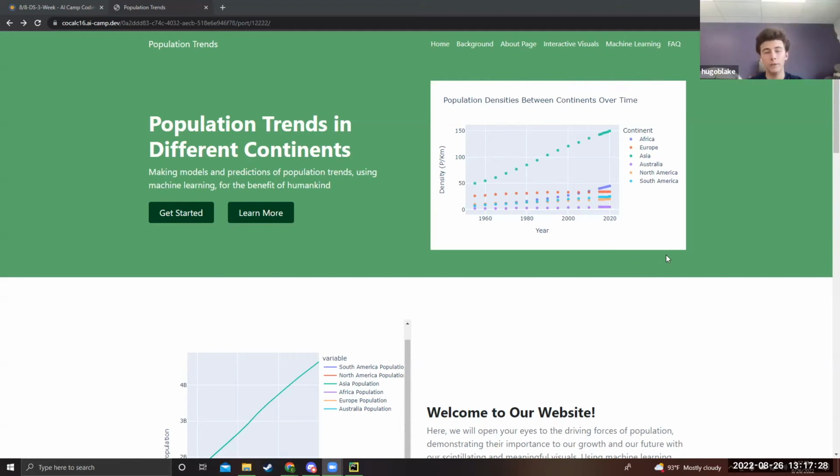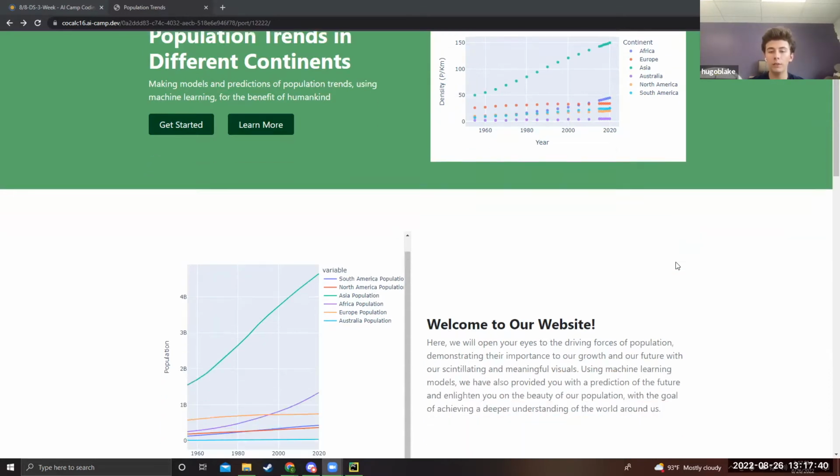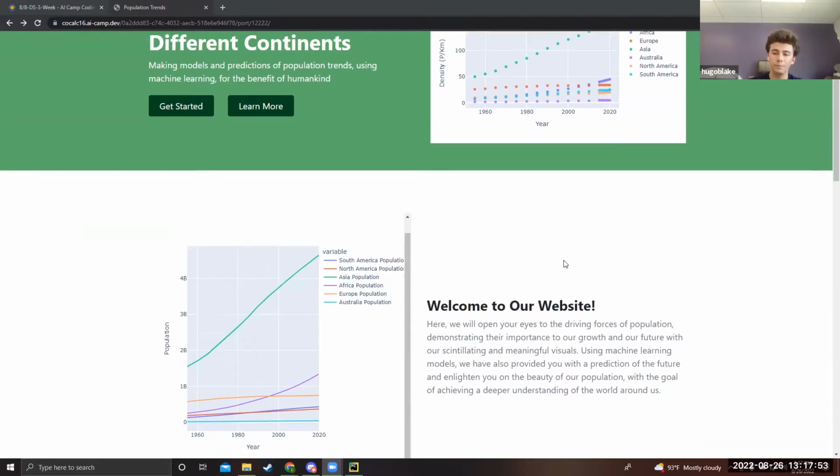Okay, so we are the data enjoyers and we are looking at population trends in different continents. And specifically, we made models and predictions of these population trends using our machine learning models. We specifically looked at the different factors and forces behind our population changes, and we showed the importance of these factors on our growth as a population and our future through the use of different visuals.